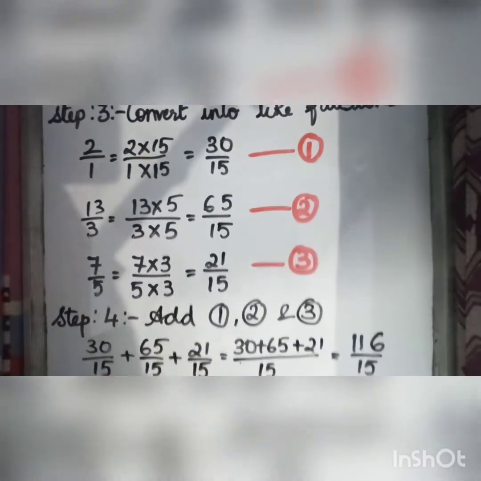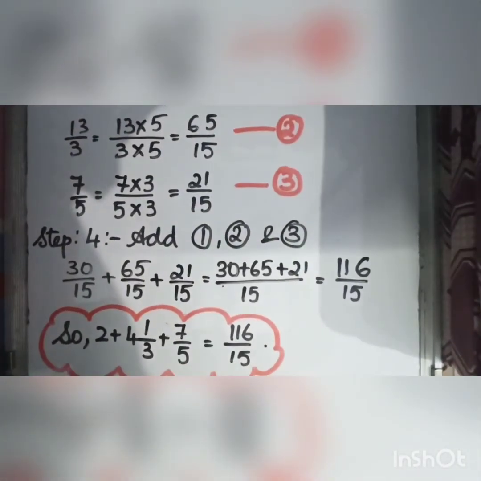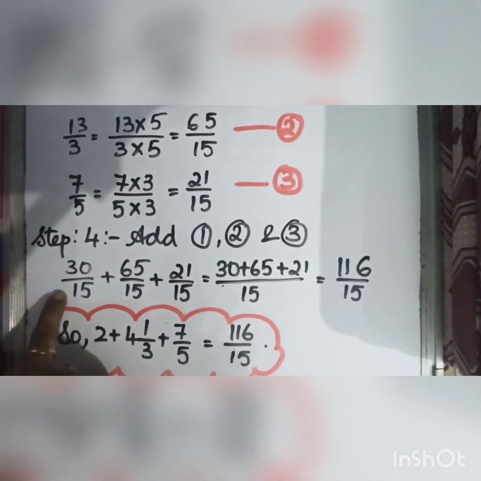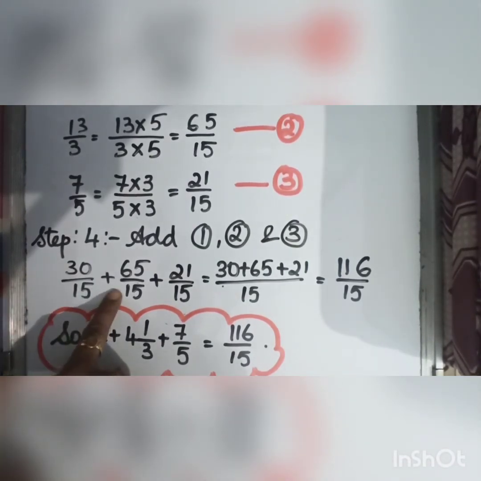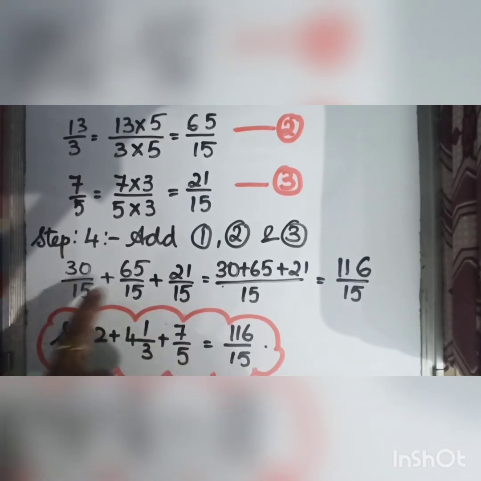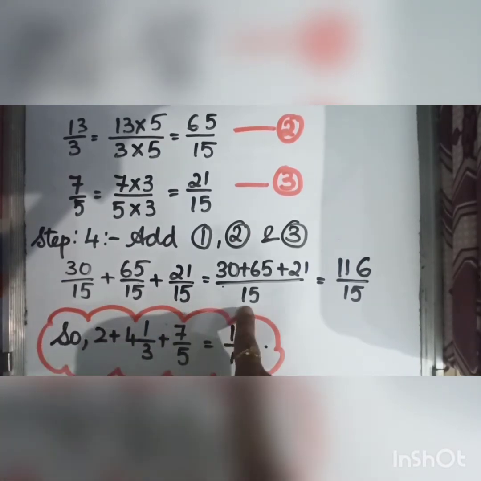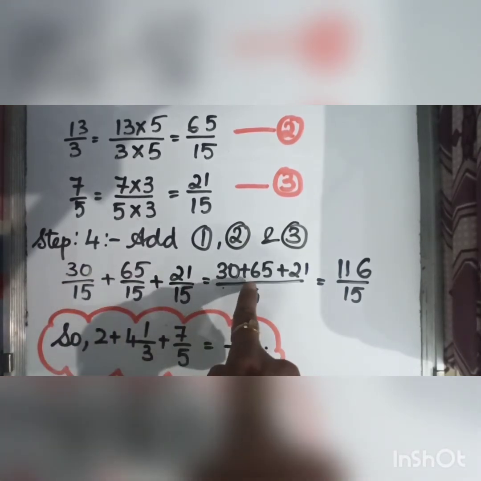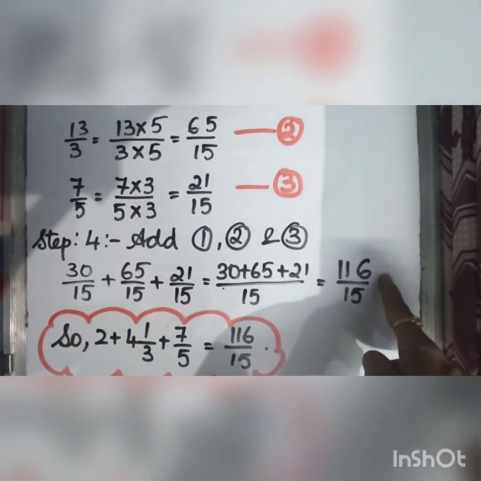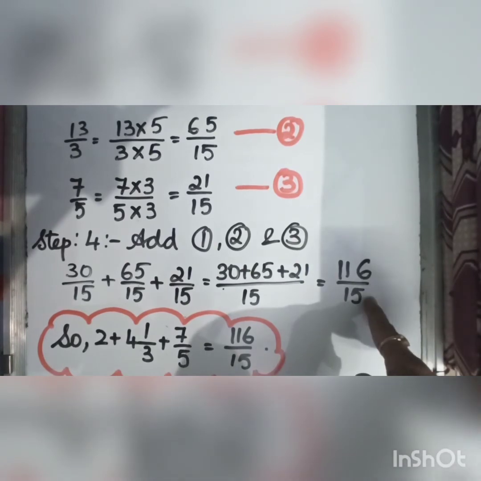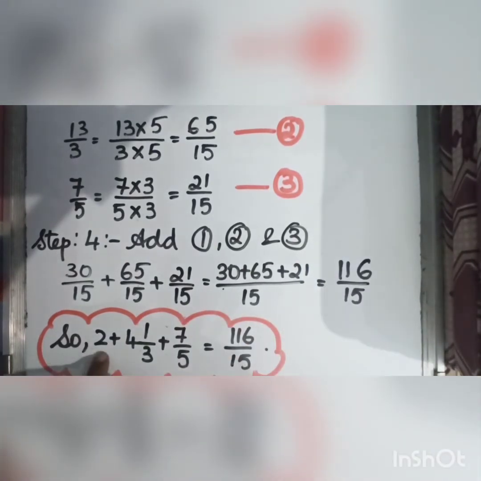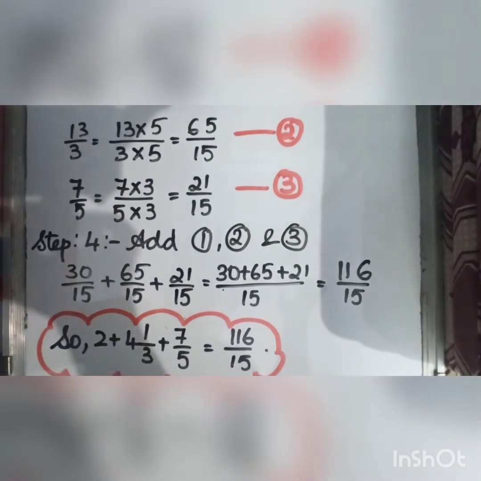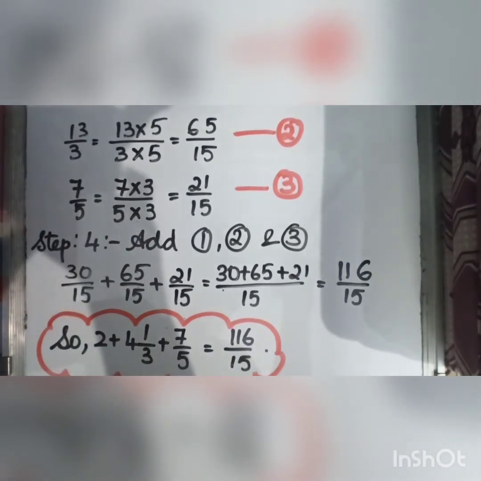Now we will add. Step 4 is to add the resultant like fractions. 30 by 15, 65 by 15 and 21 by 15. All the denominators are the same, so we write the common denominator and add the numerators, that is 30 plus 65 plus 21, that is 116 by 15. So what is the answer? 2 plus 4 1 by 3 plus 7 by 5 is nothing but 116 by 15.